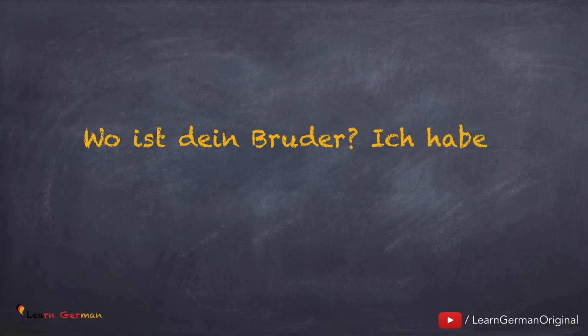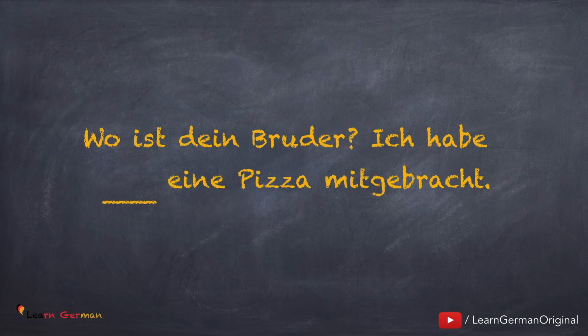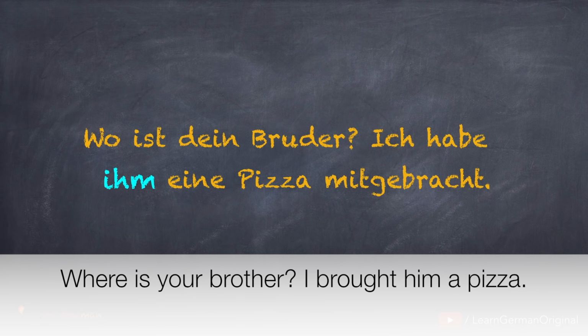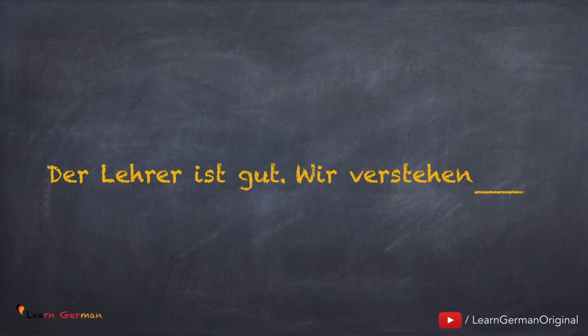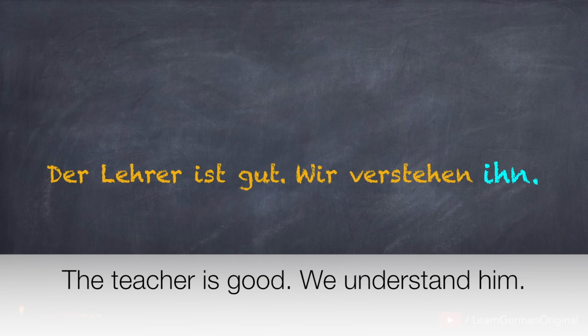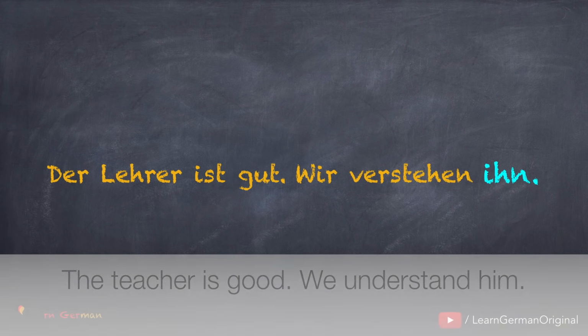Here's the third sentence. In this one, there are two objects. Hence, your answer should be Wo ist dein Bruder? Ich habe ihm eine Pizza mitgebracht. Now try to do the next one. And the correct answer is Der Lehrer ist gut. Wir verstehen ihn. The second sentence requires only one object. And since verstehen is not a dative verb, you will use an accusative object.